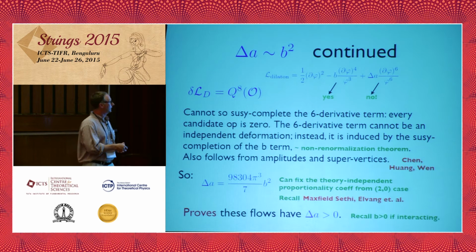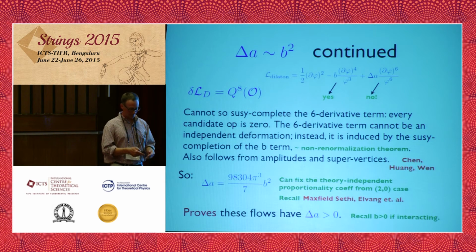And this is the same relation that happened in the 2-0 theory. So this proves that these flows have positive delta A. So it proves the a-theorem for these flows. And also, just to remind you, this coefficient B is positive as long as the theory is interacting.